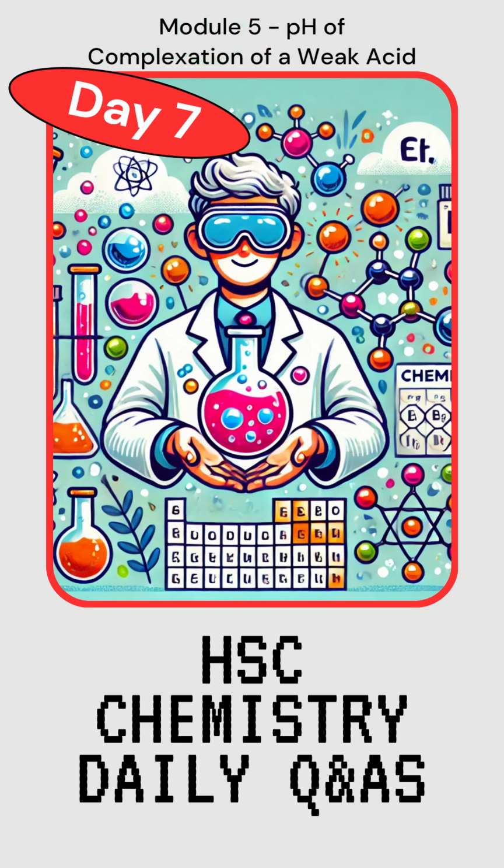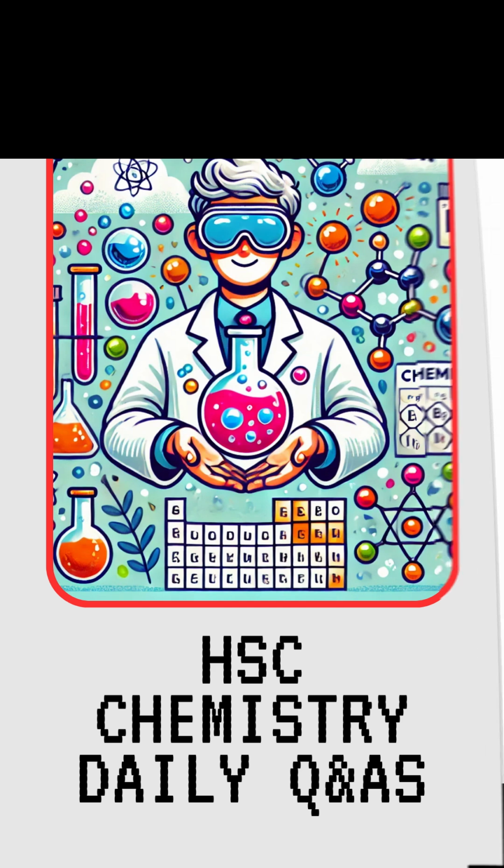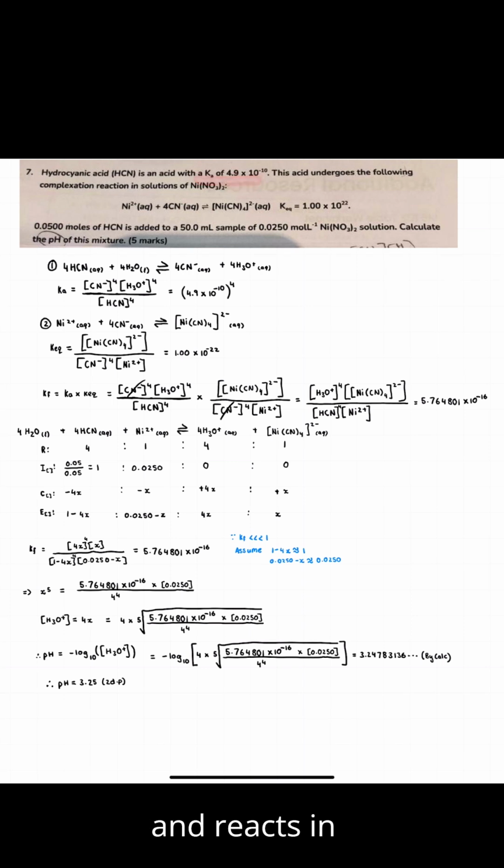HSC chemistry questions a day until you get a band 6, day 7. We're given this monstrosity of a question, and we're told that hydrocyanic acid has a Ka of 4.9 times 10 to the minus 10, and reacts in a complexation reaction below, and we're given the Keq for this complexation reaction. And then we're told that 0.05 moles of HCN is actually added to a 50 mL sample of this solution. And then we're asked to find the pH as well.